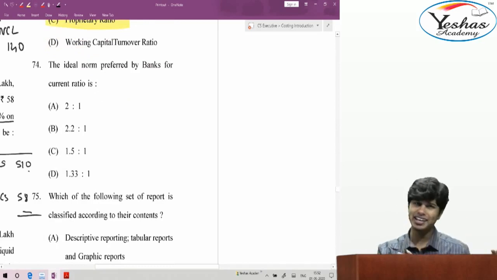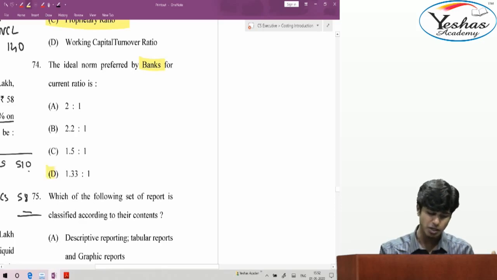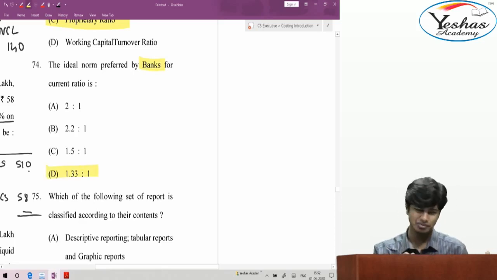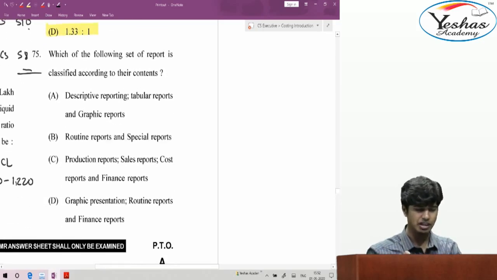74th one, ideal current ratio will be 2:1. However, when it comes to banks, 1.33 is the ideal one. Come on, let us now go to question number 75.